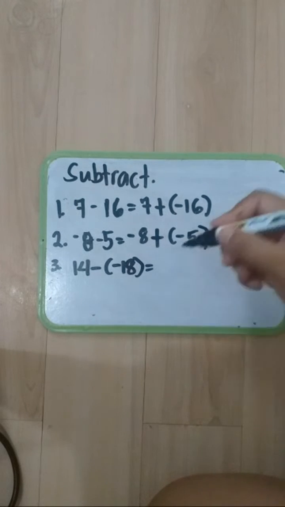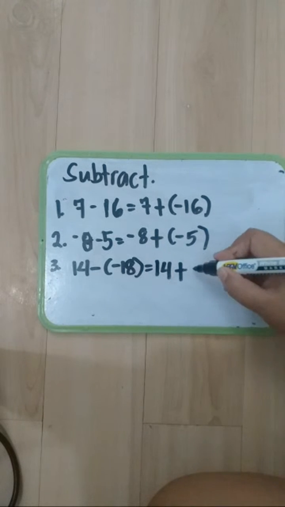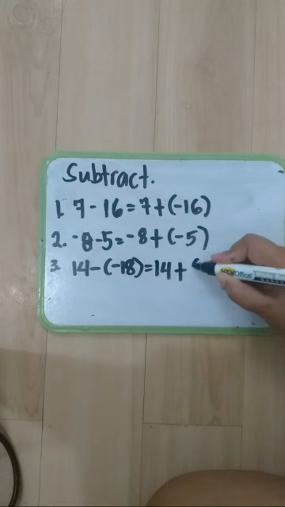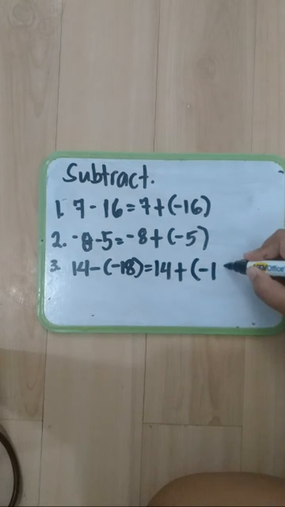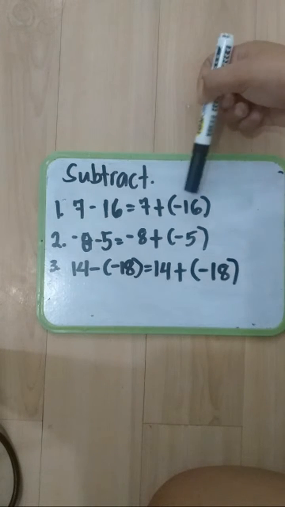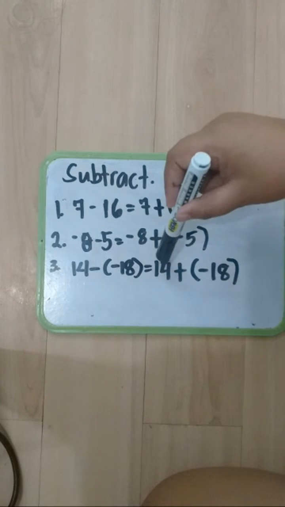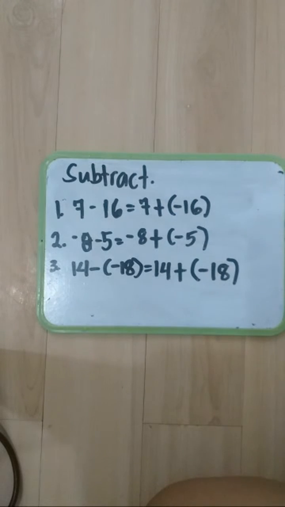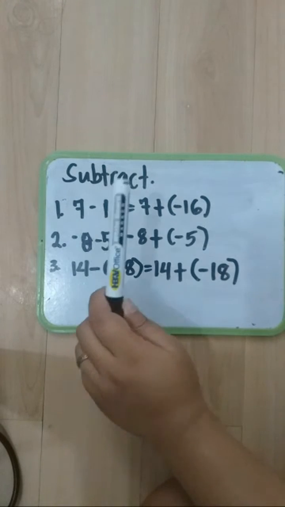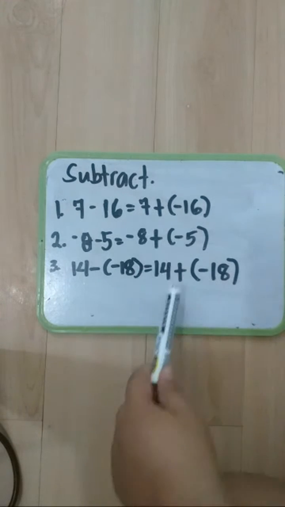Itong pangatlo, 14 plus negative 18. Okay? Again, the technique here, ibang kulay ito ha: 7 plus negative 16, negative 8 plus negative 5, saka itong 14 plus negative 18. Iniba natin mga anak, we add the opposite. So, plus lahat yan. Kasi, di ba, mas madaling mag-add.